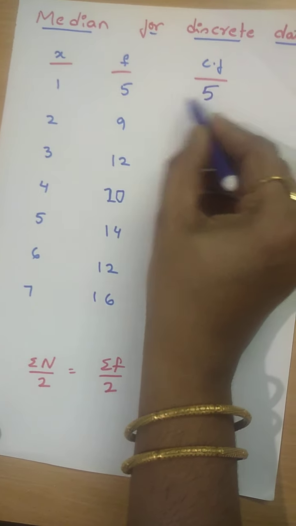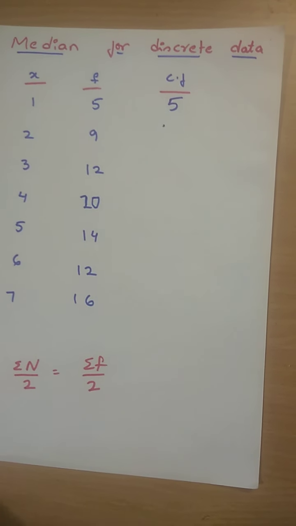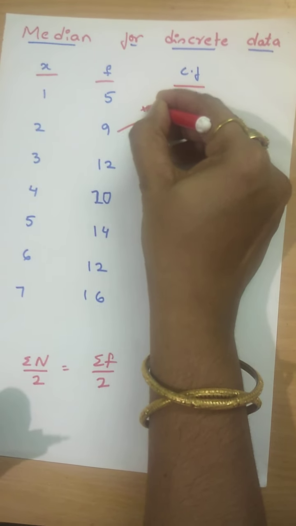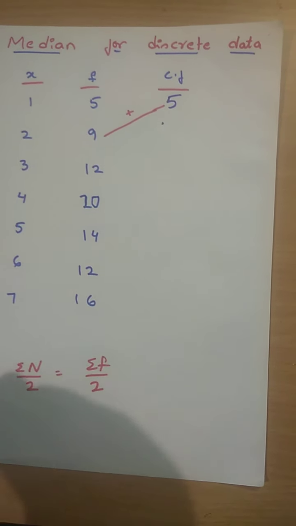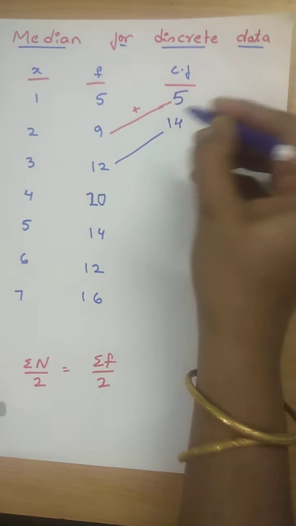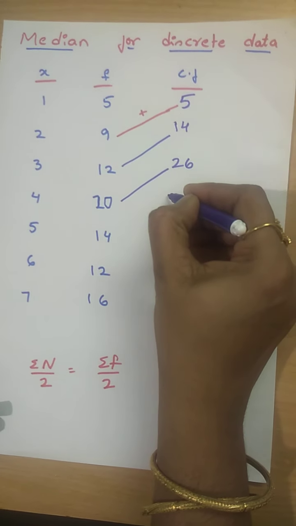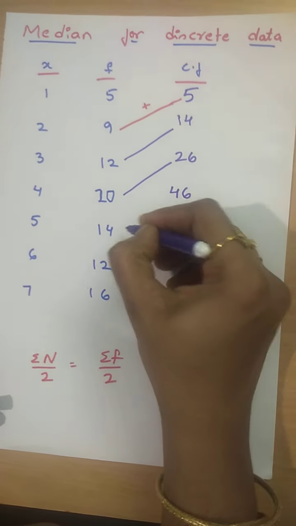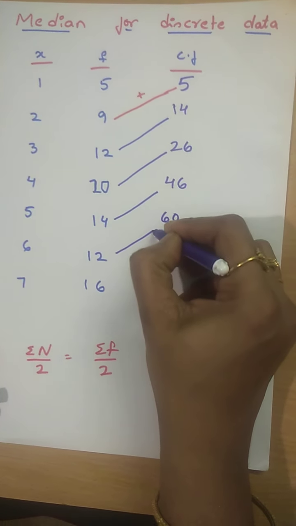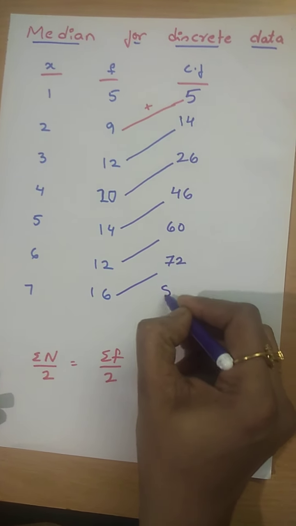For the first observation, 5 plus 9 is 14. Now 14 plus 12 is 26. 26 plus 20 is 46. 46 plus 14 is 60. 60 plus 12 is 72. 72 plus 16 is 88.